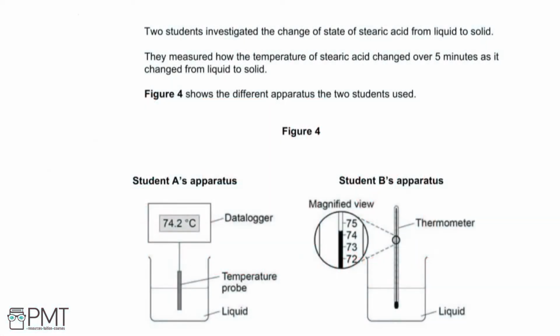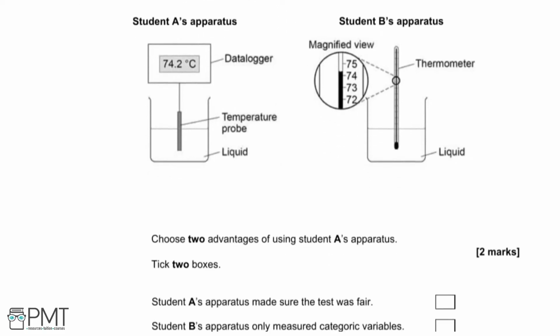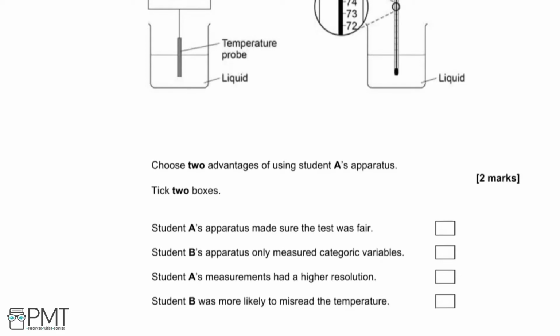Two students investigated the change of state of stearic acid from liquid to solid. They measured how the temperature of stearic acid changed over 5 minutes as it changed from liquid to solid. Figure 4 shows the different apparatus the two students used. You can see that student A used a digital data logger and student B used a thermometer. Choose 2 advantages of using student A's apparatus. Tick 2 boxes because this question's worth 2 marks.